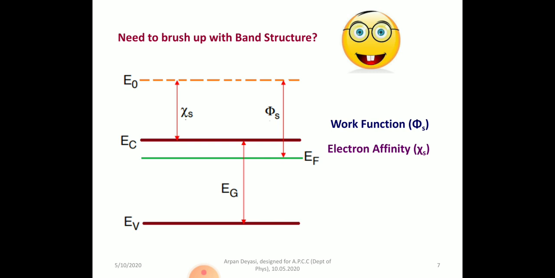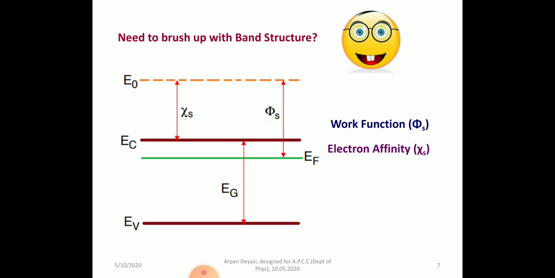Recall your school level class on the photoelectric effect, Einstein's photoelectric equation. At that time, we considered work function and electron affinity as synonymous. Why? Because you deal with a metal. For a metal, the Fermi level and conduction band are the same, so whatever the electron affinity is, that will be the work function. So phi equals chi for a metal, but for a semiconductor it is different. For a non-degenerate semiconductor, phi is always greater than chi. For a p-type degenerate semiconductor, phi is greater than chi. For an n-type degenerate semiconductor, phi is less than chi.